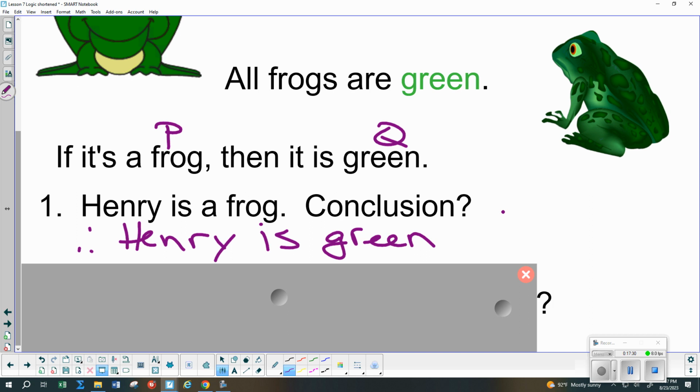And that would be because it follows the original. Back of the book will only say valid or invalid. Here at this school, we expect the reasons.